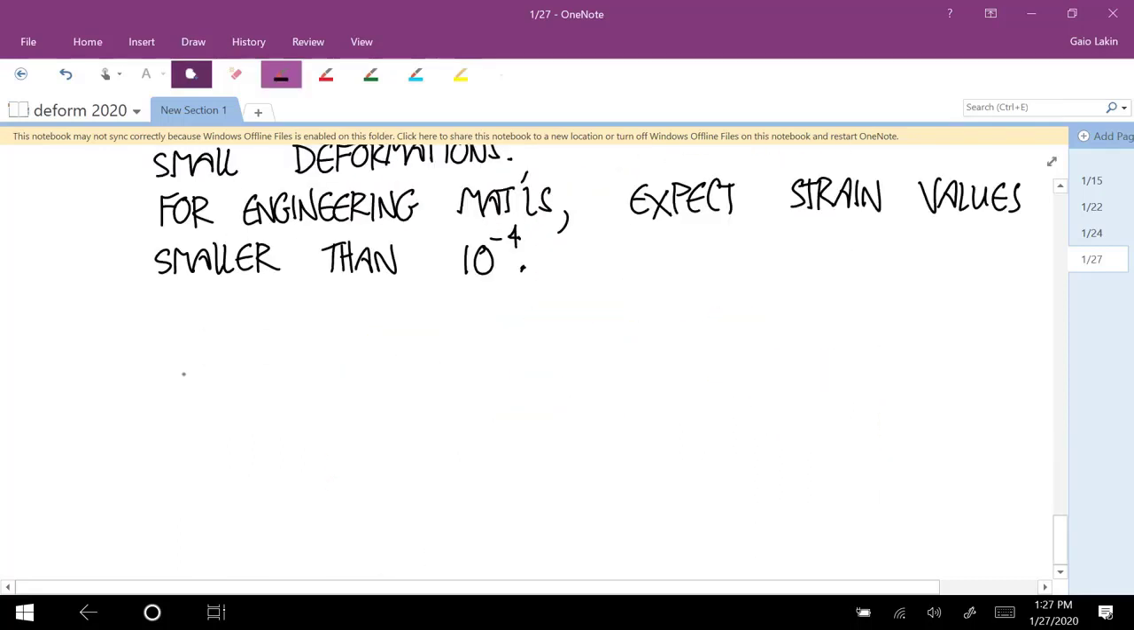Now we're going to get into the strain definitions. Imagine a general deformation of a stress cube.